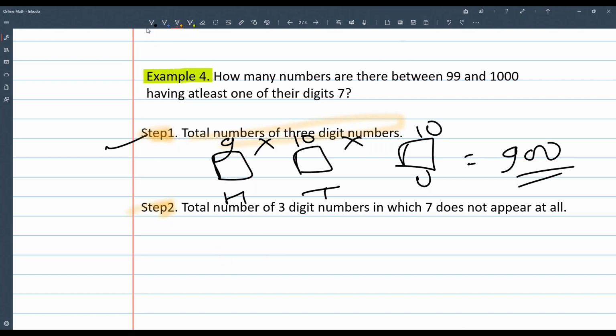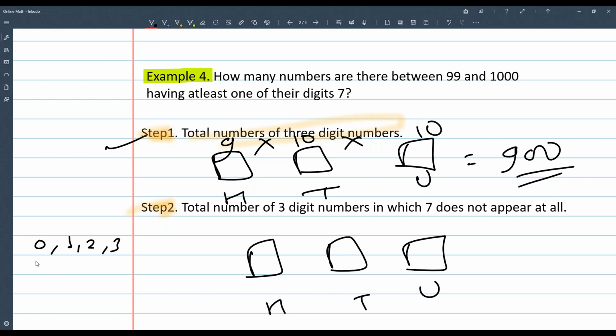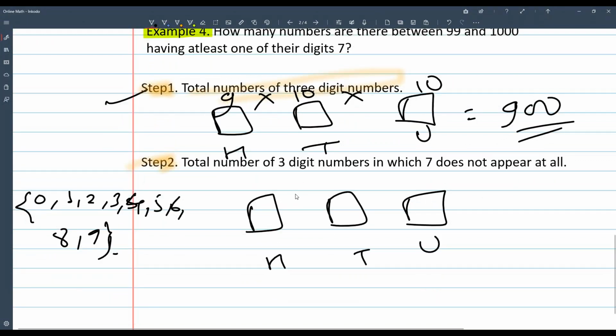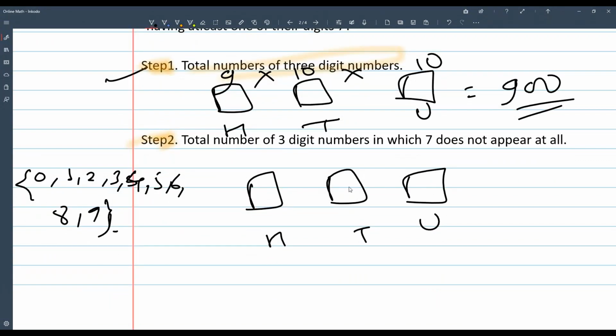And what does step 2 say? We are going to find all those 3-digit numbers in which 7 does not appear at all. So what we are going to do? We are going to exclude 7. So when we exclude 7, how many digits are there? 1 2 3 4 5 6, 7 will not be there, 8 9. So in total we have 9 digits with us. We can use only 9 digits. Why? Because we are not going to use 7 at any place. So for the hundreds place we have only 8 choices because it cannot start from 0. Now for the tens place we have all 9 choices, and for the units place we have all 9 choices because repetition is allowed here.